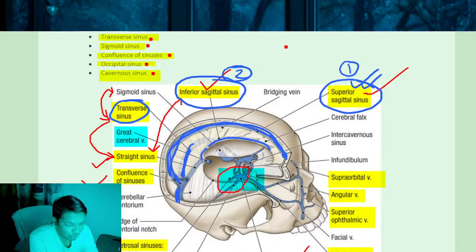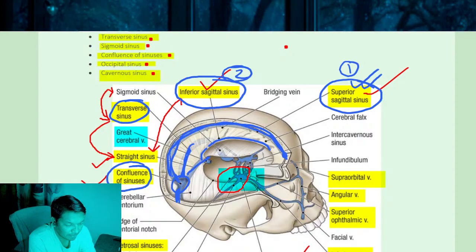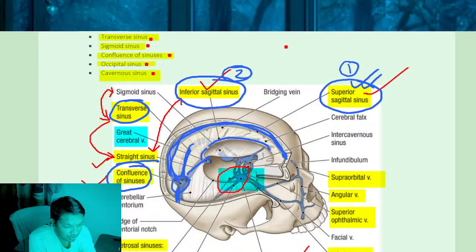Both transverse sinuses and the superior sagittal sinus all join together, and this joining point is called the confluence of sinuses. Yes, confluence of sinuses. Then from there will be one sinus going straight forward. It is called the straight sinus. Okay, we have the straight sinus. From the confluence of sinuses, one goes straight forward, which is called the straight sinus.